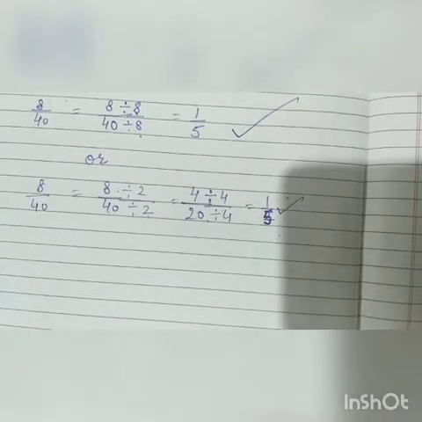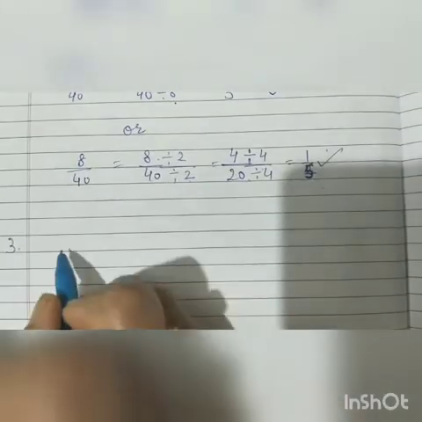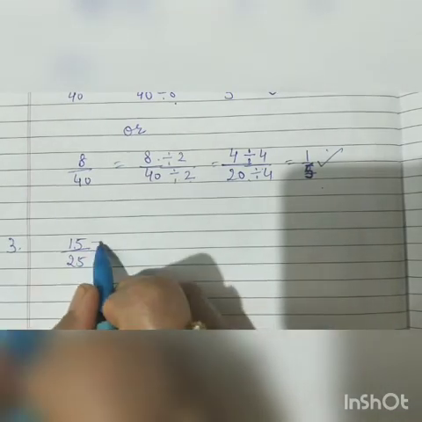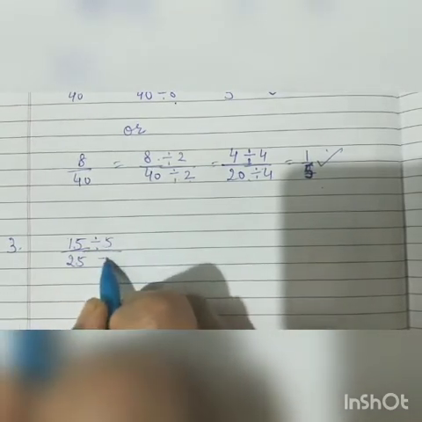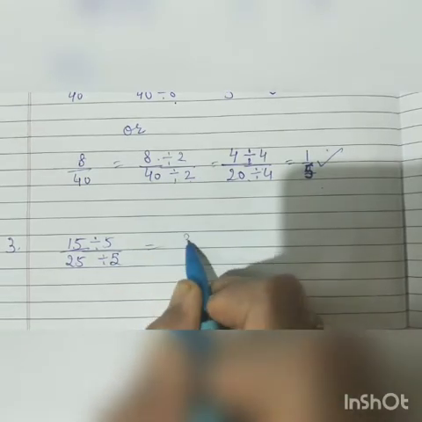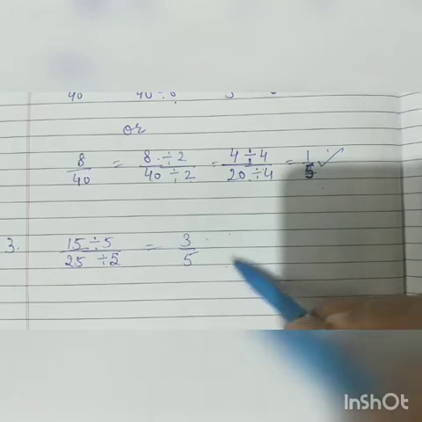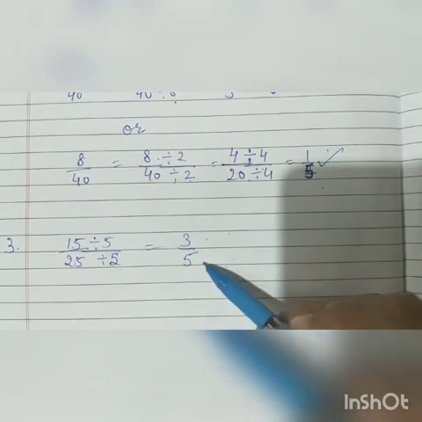15 by 25. Which is common factor? That is 5. Divide by 5. It's 3 by 5. Now there is no common factor except 1. So there is no need to divide by 1. So 3 by 5 is the lower term.